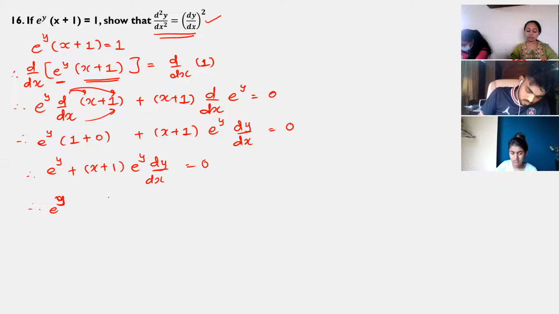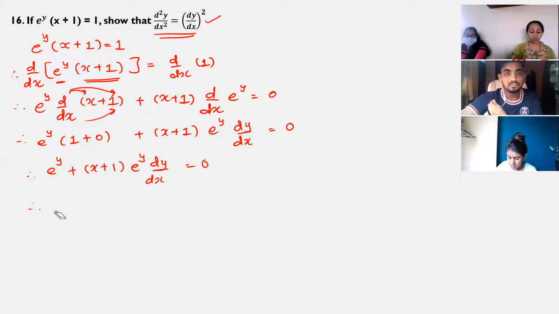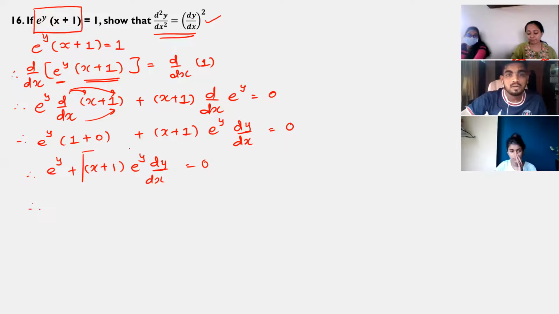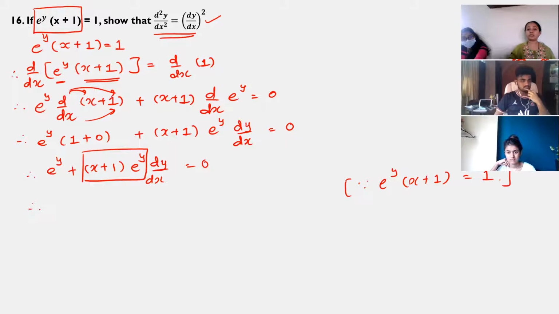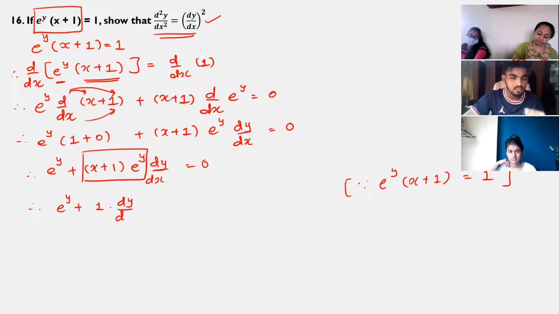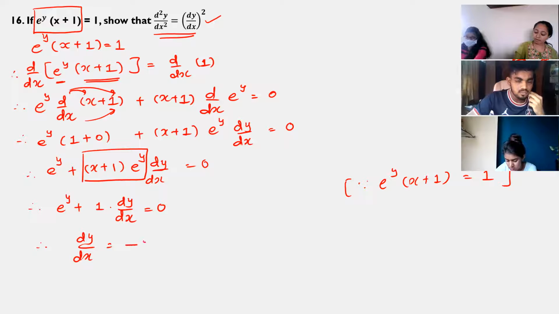Otherwise, if I take it common, it will be a little longer. I have another trick: you can see over here e to the power y into (x + 1) is actually 1, because it was given in the question that e to the power y (x + 1) is equal to 1. So that is why I'm just putting 1 here. That means dy by dx is equal to minus e to the power y.